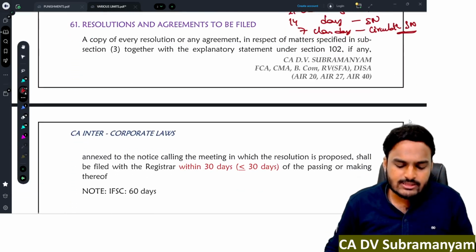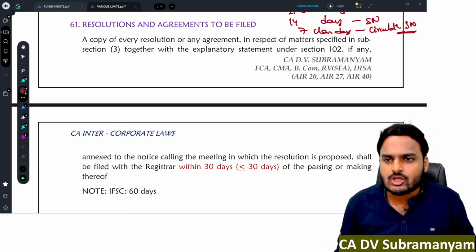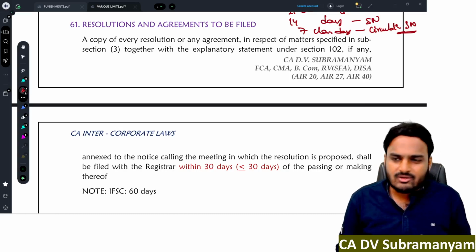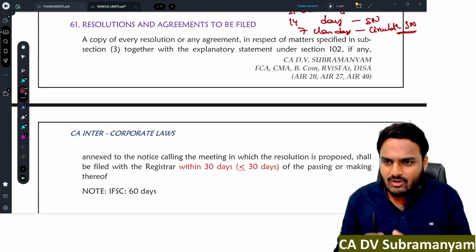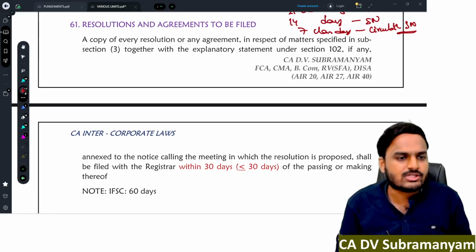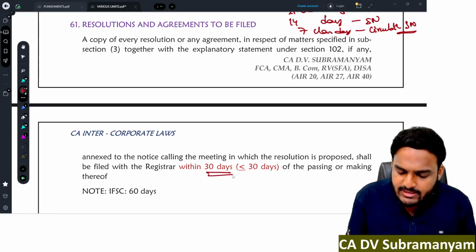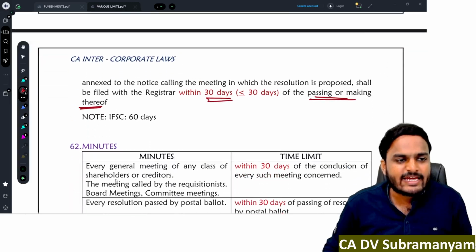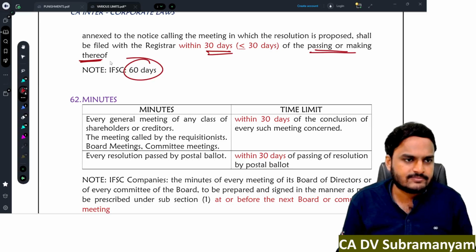Next one, resolutions and agreements to be filed by the company. Whenever the company passes a special resolution, or whenever the company enters into an agreement with a managing director, all these special resolutions and agreements with the directors shall be filed with the registrar. And what is the time limit, sir? Same time limit, 30 days of passing the resolution or 30 days of entering into the agreement. For IFSC companies, the time limit is 60 days.